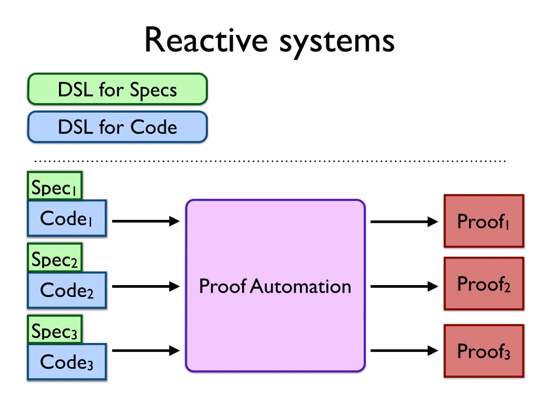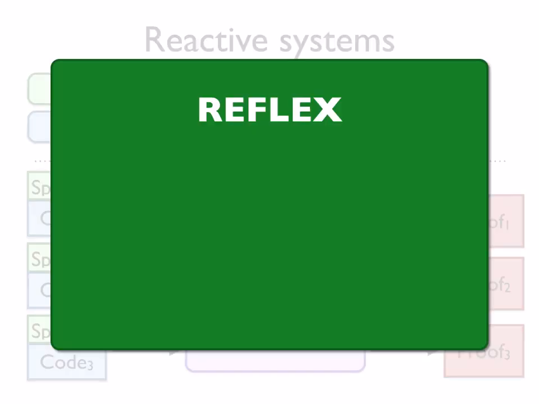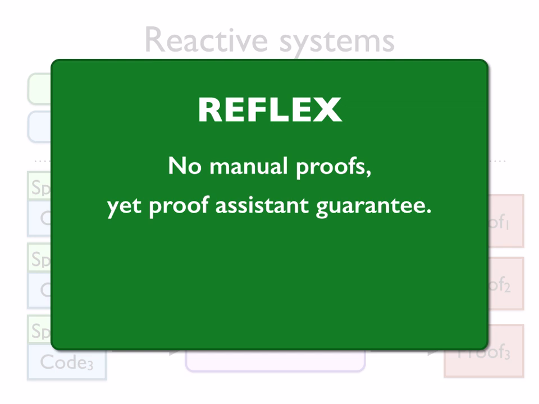And we built a tool called Reflex, which consists of a DSL for implementing reactive systems and specifying their properties, plus automation to show that user-provided code satisfies user-provided properties. Now we implement it as a DSL embedded in Coq, yet we don't require the user to write any manual Coq proofs. In fact, we don't require the user to know anything about proof assistants whatsoever, yet the user still obtains the extremely strong guarantees provided by proof assistants.